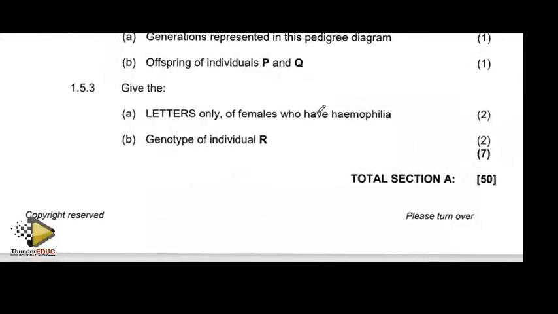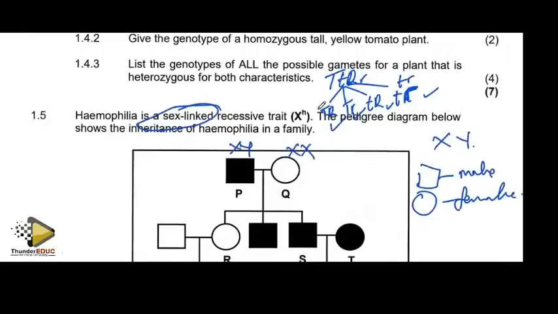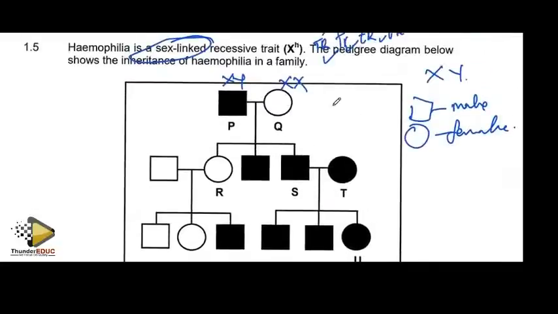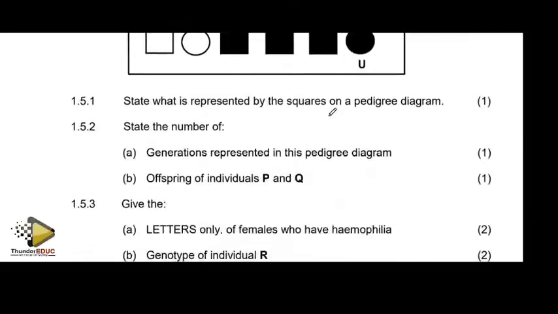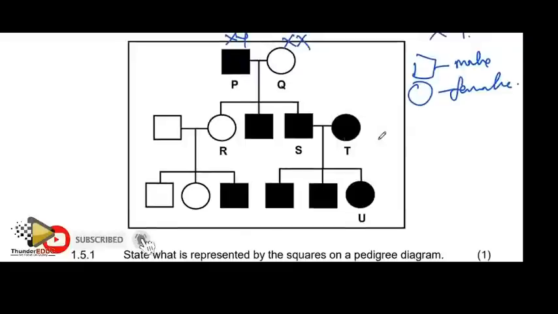They are saying, give the letters only of females who have hemophilia. Letters of females who have hemophilia. The shaded ones, because it is recessive, are affected with hemophilia. So now they are saying give letters only of females who have hemophilia. So female is 1, is 2. So there are 2 people who have hemophilia.